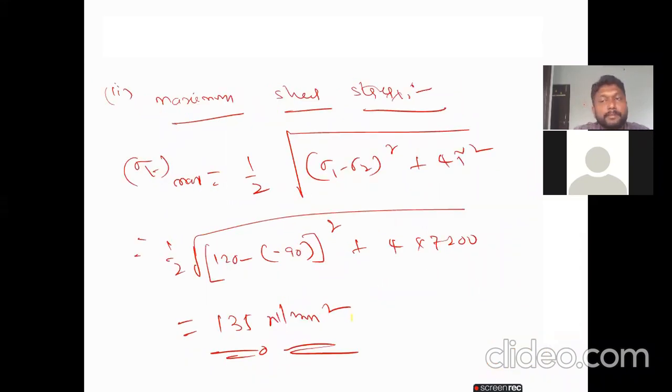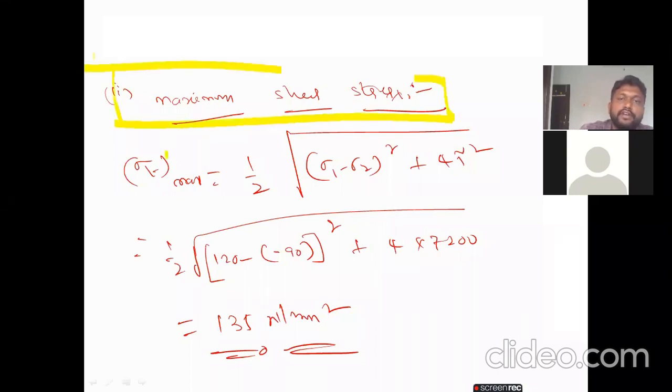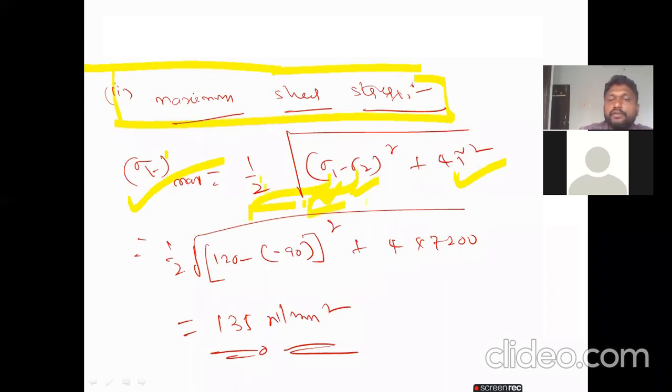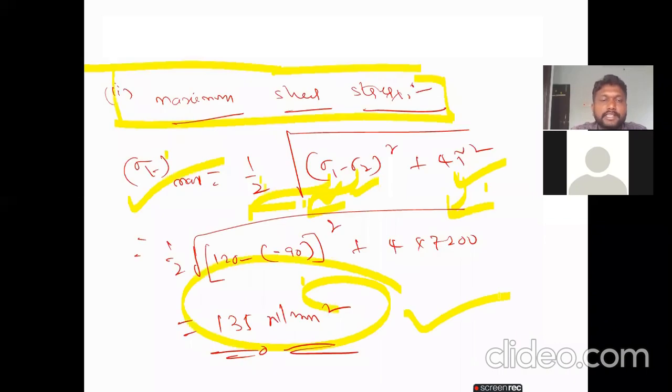And next, the maximum shear stress value. If you observe here, we got tau max. The formula is half into square root of (sigma 1 minus sigma 2) whole square plus 4 tau square. So please substitute the sigma 1 and sigma 2 and also the tau value. We got the answer 135 Newton per mm square. So this is the maximum shear stress value calculation.